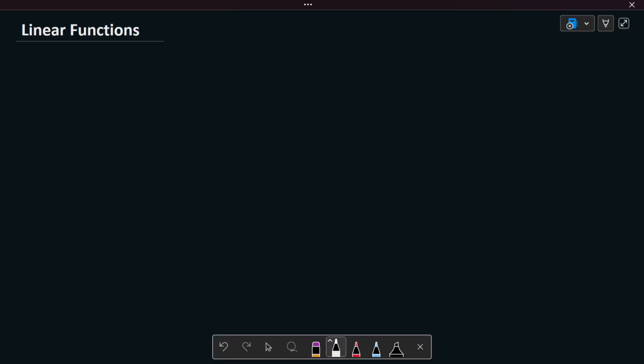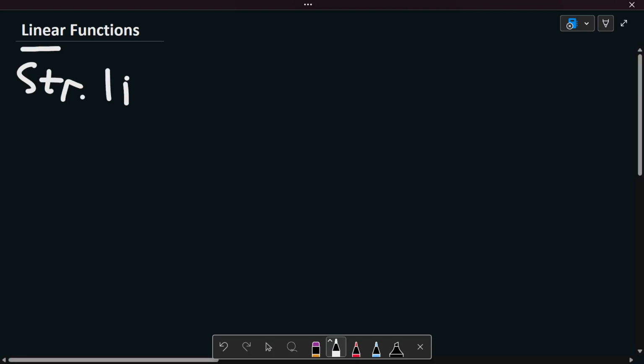We have reached the first type of function that we will be dealing with in this topic. The first type of function is a linear function. So what does linear mean? First of all, if we look at the definition, linear would mean a straight line. Yes, you heard it correctly. That is what linear means.